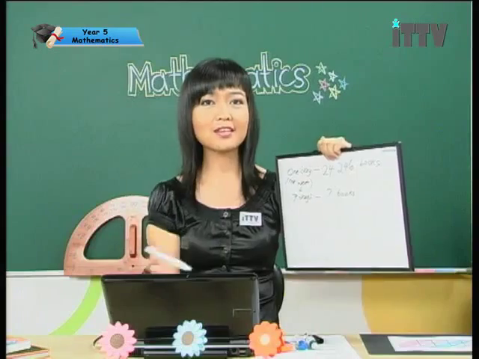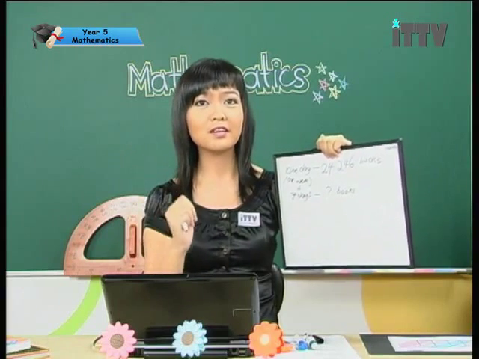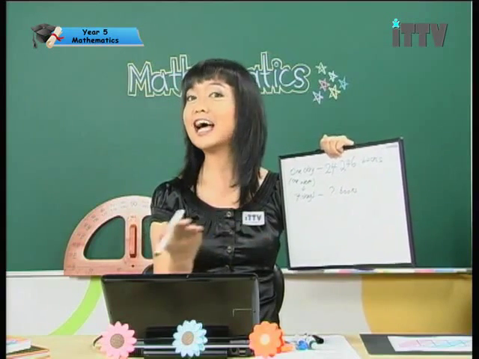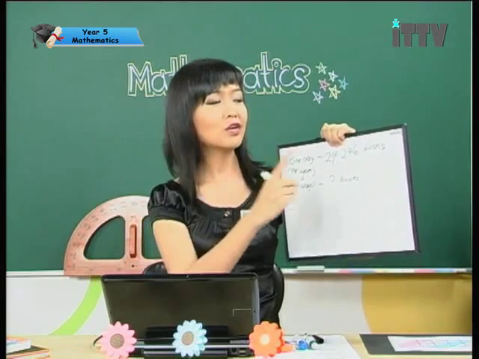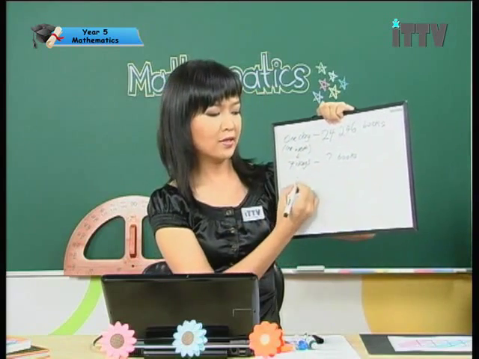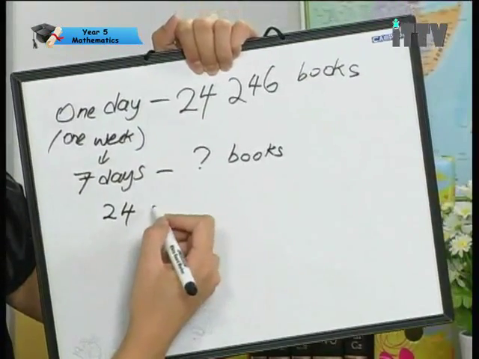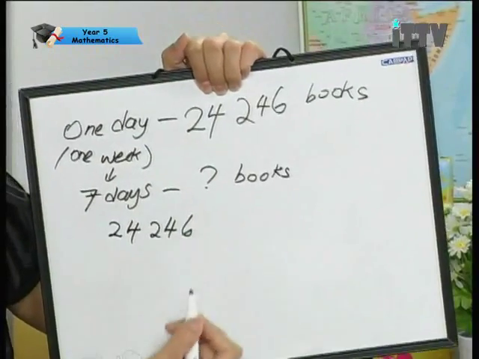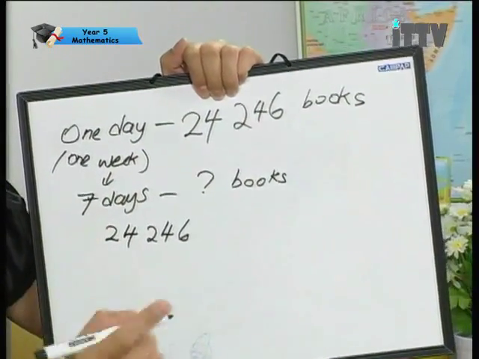Remember the bags of apple? When we have 15 bags, it's 15 plus 15 plus 15. It is also the same as 15 times 3. So now, we shall take this number for 1 day, 24,246, multiply by 7.